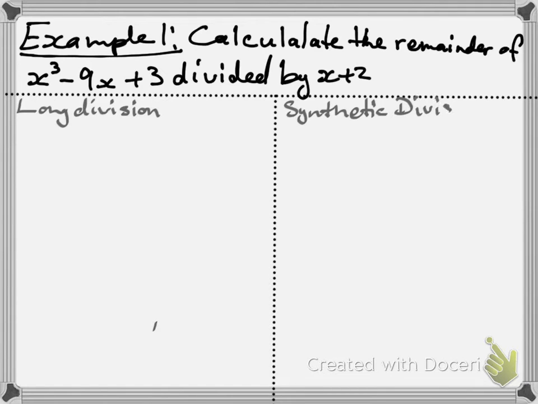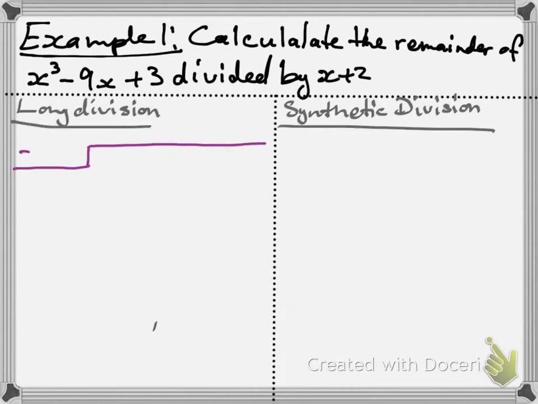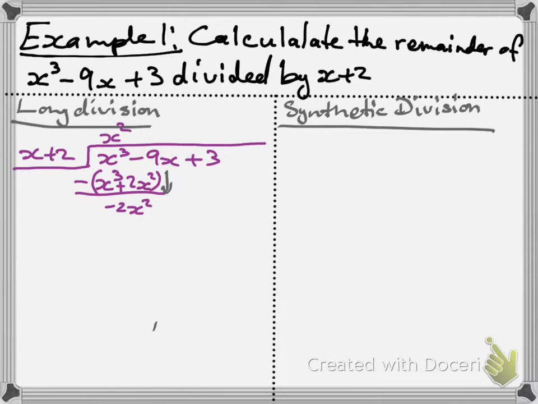Right, so using the long division method, I'm going to say x plus 2 dividing into x cubed minus 9x plus 3. We do the same thing. You can see we are saying x cubed divided by x gives you x squared. Then you say x squared multiplied by x is x cubed. x squared multiplied by 2 is 2x squared. And then you subtract your product from the dividend. Right, you get negative 2x squared. You bring down 9x, you bring down plus 3, and then you divide again.